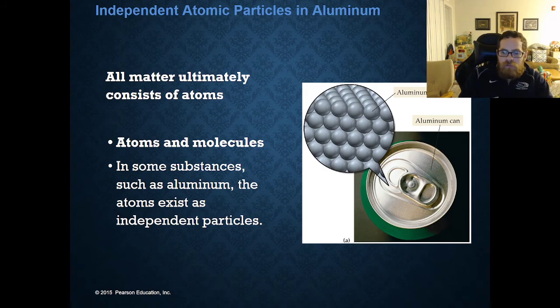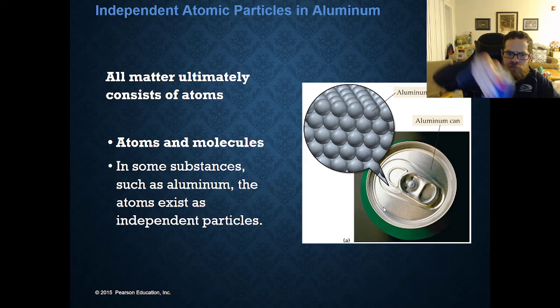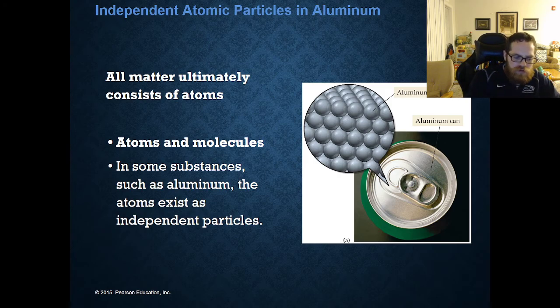So here's an example of a non-smooth and continuous thing. Look at the top of a soda can, and you can see that it's smooth. You feel it, it's smooth. However, if you were to look down at an atomic level, you would see that it's bumpy, because all atoms are spherical and they are independent. They're not forming a smooth layer.